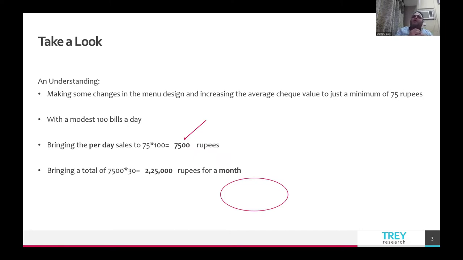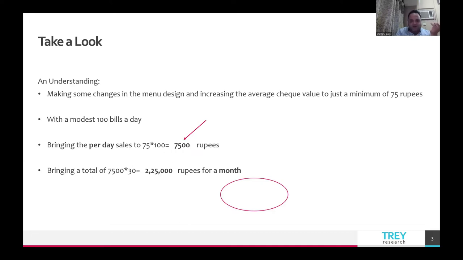So let's say I'm not talking about large 300, 400 cover restaurants here. We are talking about a standalone 60, 70 seater restaurant with a modest 100 bills or 100 orders a day. And let's just imagine we really get the menu design and the menu engineering right, and we are able to increase our sales value per check by just 75 rupees. In today's world, 75 is not a big number, that's what we think. But let's say per day for 100 orders, if you are able to increase it on an average by a meagre 75 rupees, our daily revenue increases by 7,500, which means our monthly revenue at a 30 day month increases by 2.25 lakhs.